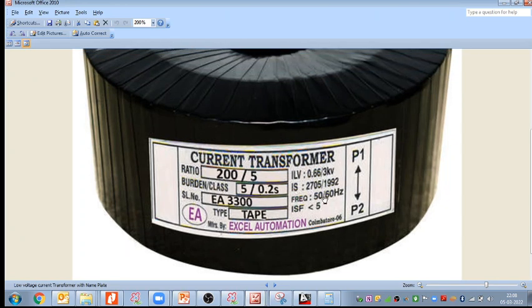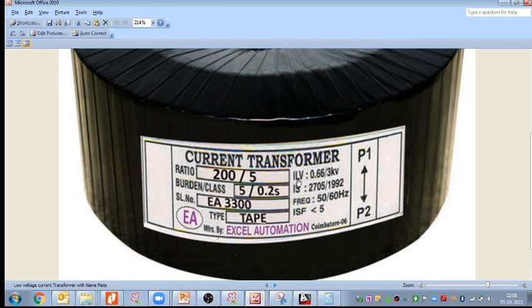This is my LT system. Let me ask, what is the ILV? What is the ILV?